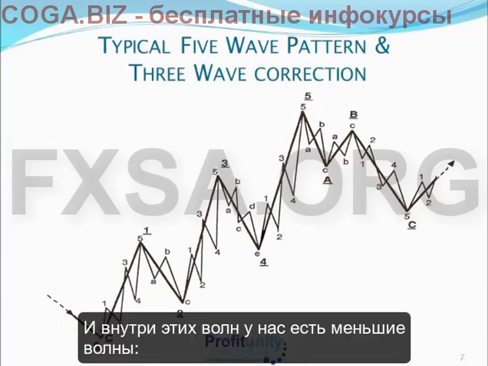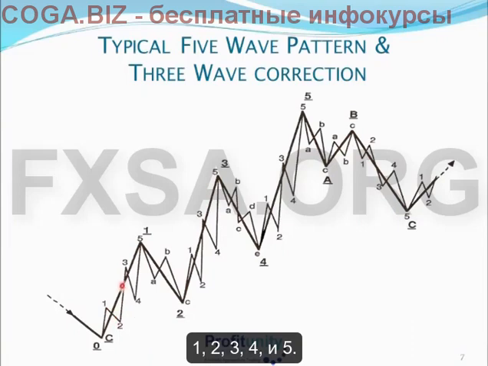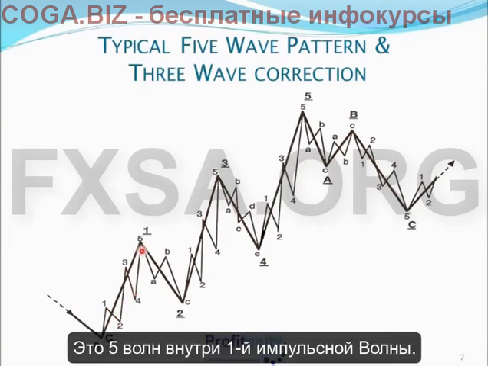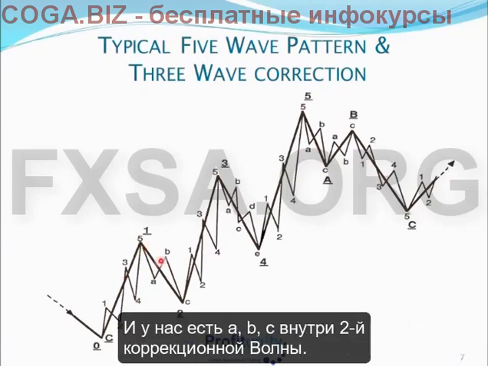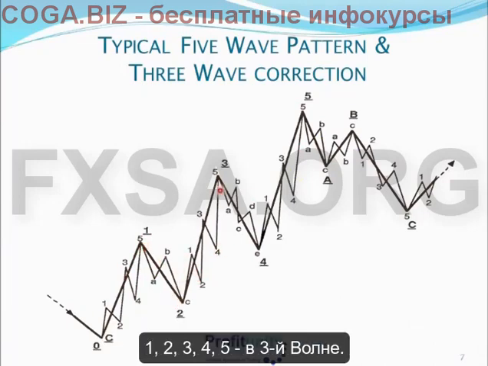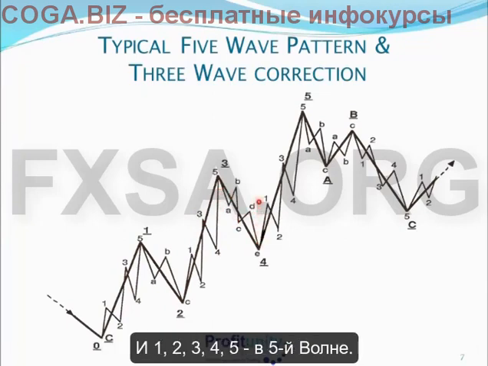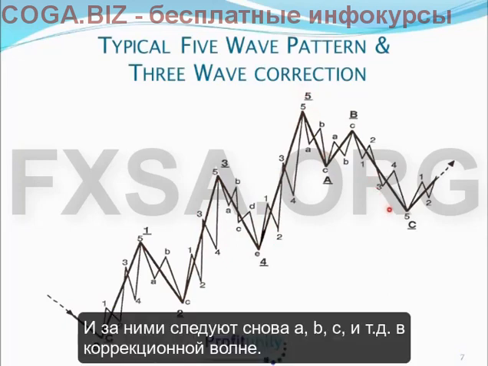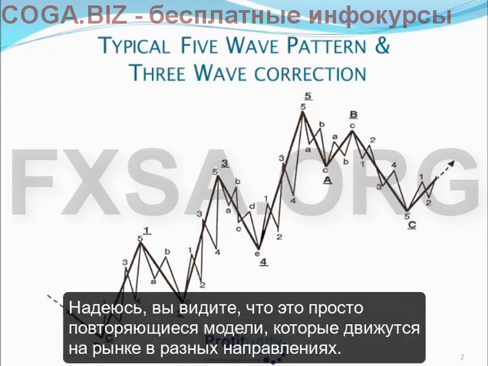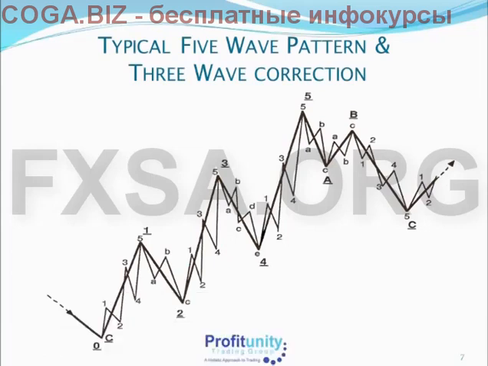And then inside of that are these smaller lines where you have the 1, 2, 3, 4, 5. And this is the 5 waves inside the first wave of the impulse wave. And then you have an A, B, C inside the second wave correction. 1, 2, 3, 4, 5 in the third wave. A, B, C, D, possibly E in 4. And 1, 2, 3, 4, 5 in the fifth wave, followed by your A, B, C correction again. Hopefully you'll see these are just repeating patterns that are going to go in different directions into the market.